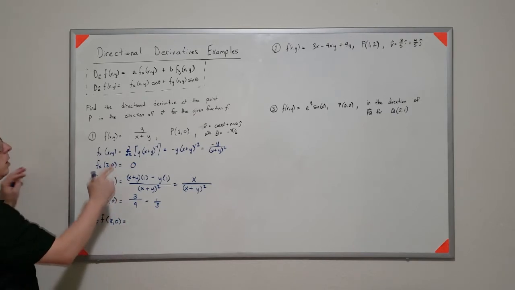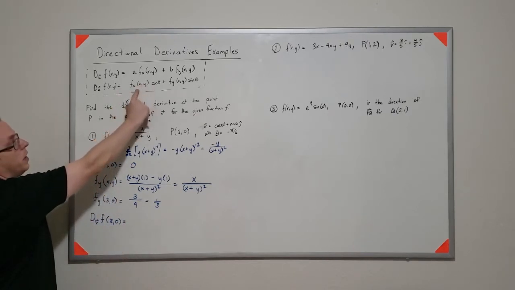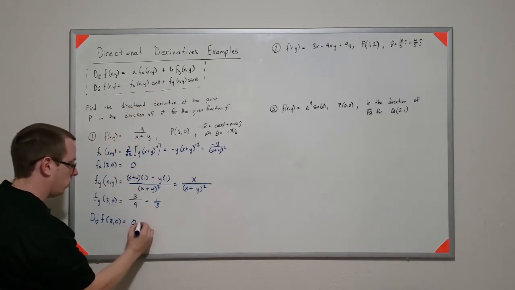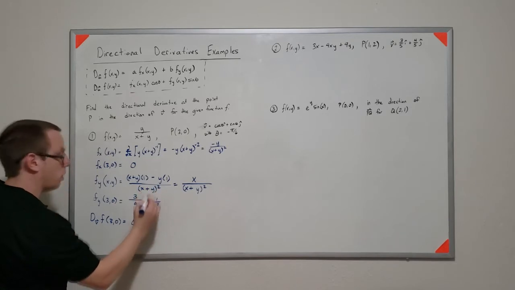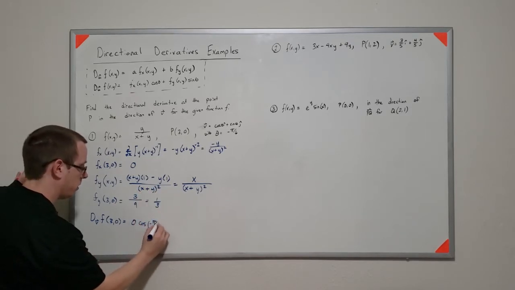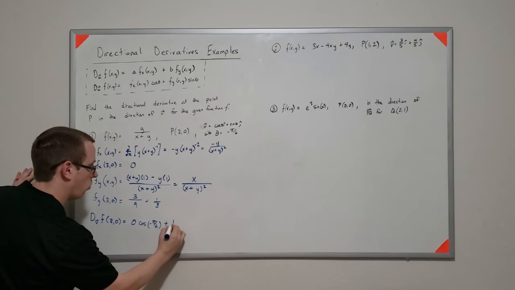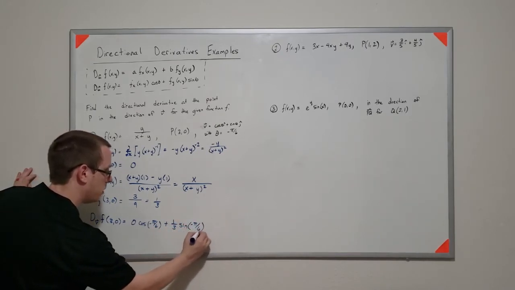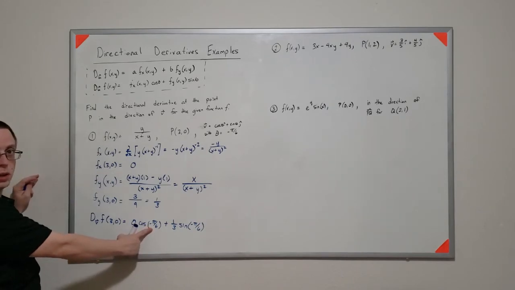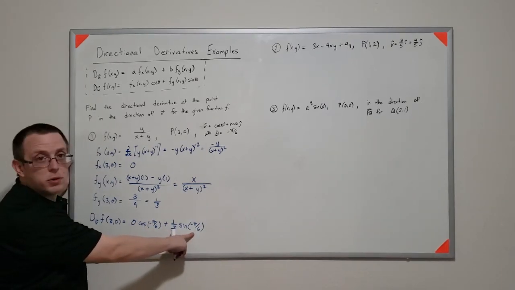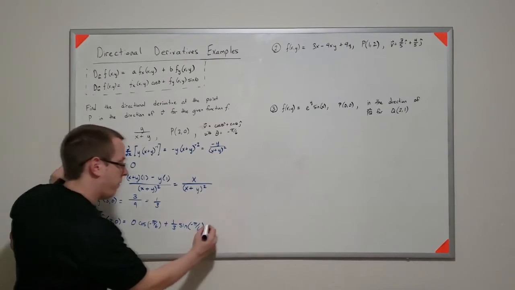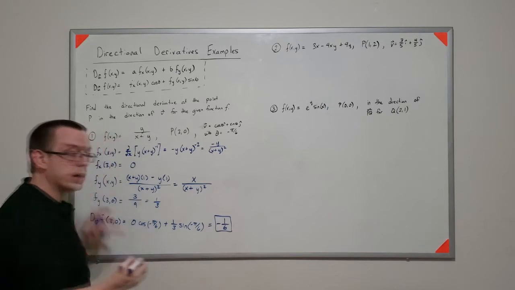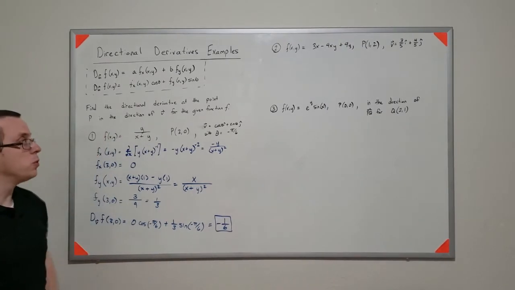So then we take this cosine theta, so that's 0 times cosine of negative pi over 6, plus 1/3 sine of negative pi over 6. Well, that first term is 0, clearly. Negative pi over 6, sine of that is negative 1/2, so that gives me negative 1 over 6. Okay, so that's our first one.